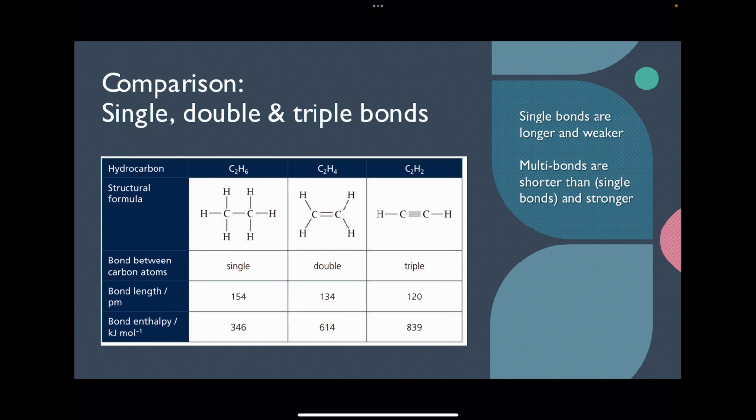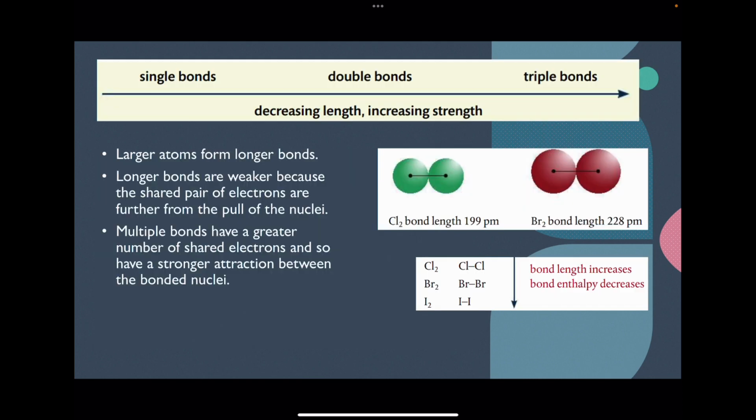However, we'll also notice from the values that a double bond does not necessarily double in bond enthalpy compared to a single bond. Neither does a triple bond triple in energy. The qualitative reason for such observation can be easily explained by what we know from the atomic models. As atomic radius increases, we would expect the atoms to form molecules with longer bonds. As a result, the shared electron pair is further from the pull of the nuclei in the larger molecules, and so the bond would be expected to be weaker.